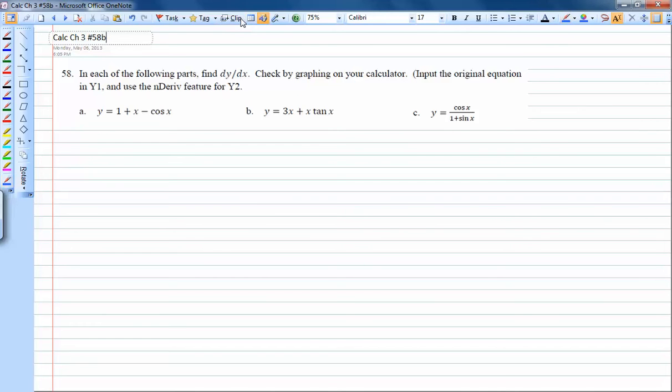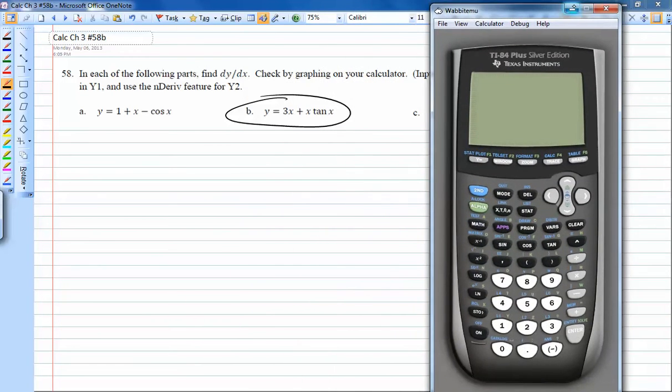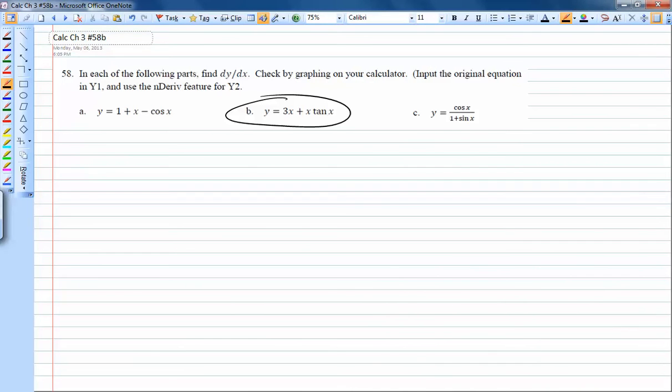Okay, so I want to do number 58b from the Calc Chapter 3 packet. In this one, we've got y equals 3x plus x tan x, and we need to find dy dx and then check it on our calculator. I'm going to minimize the calculator for now, and then we'll bring that back when we need to check it.